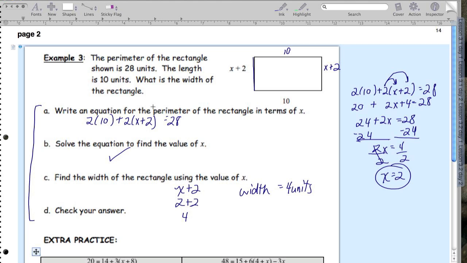And then we want to check it. Just check it real quick. If the width is 4, that means these are both 4. 10 plus 4 plus 10 plus 4, does it equal 28 units? Yes, it does. So we're good to go.